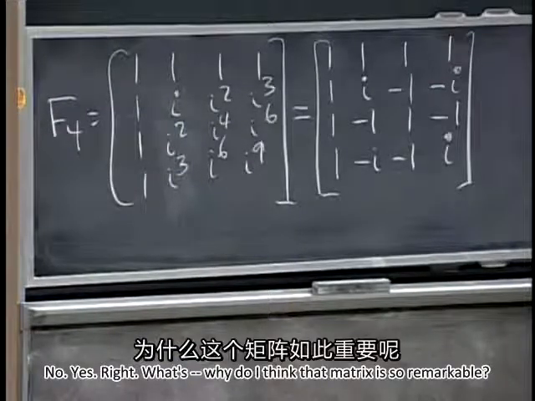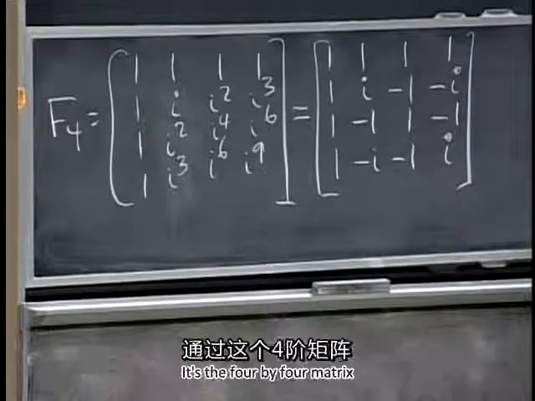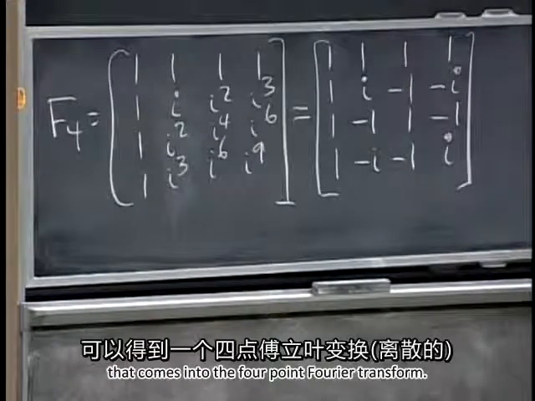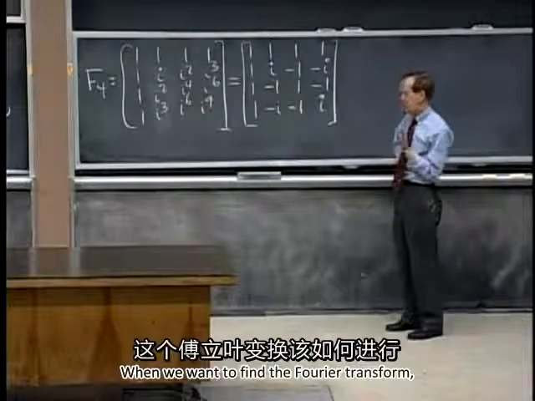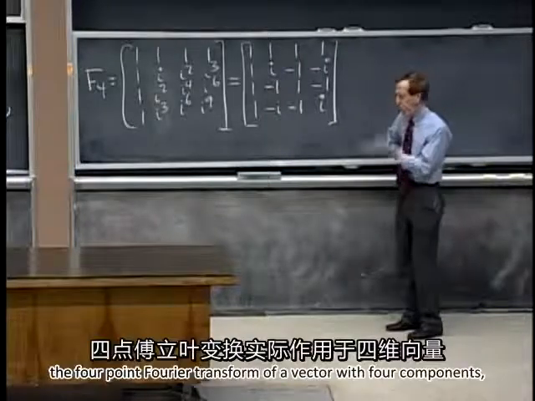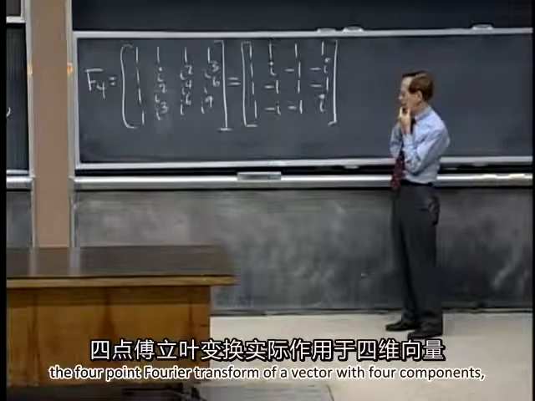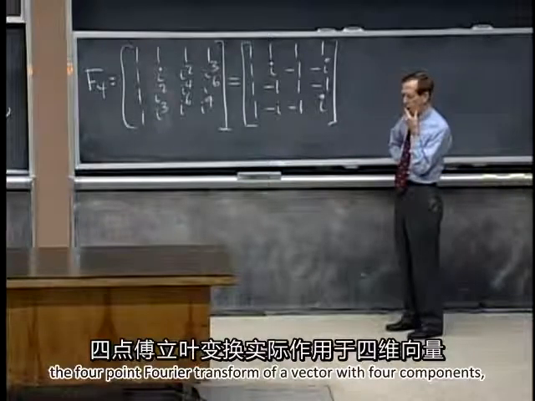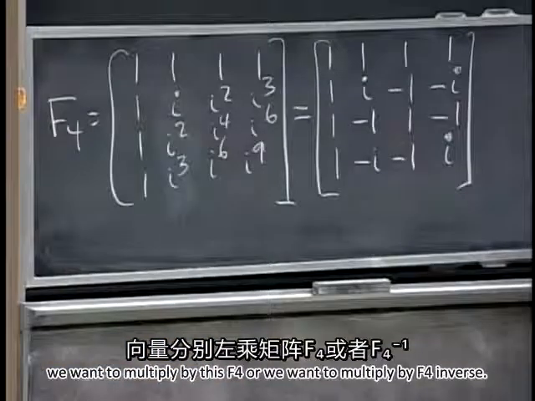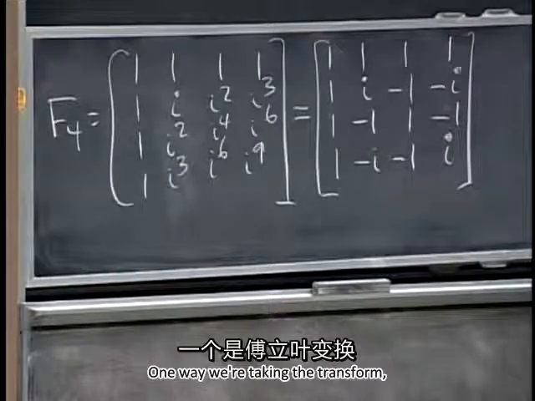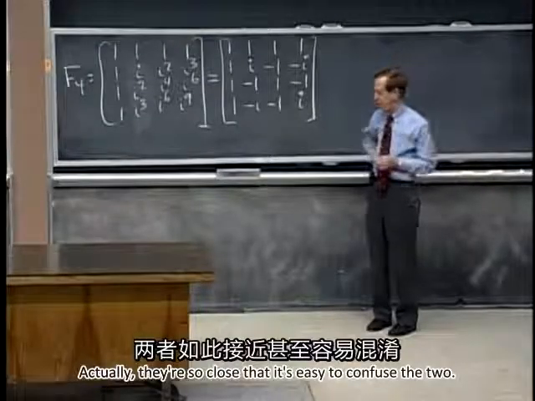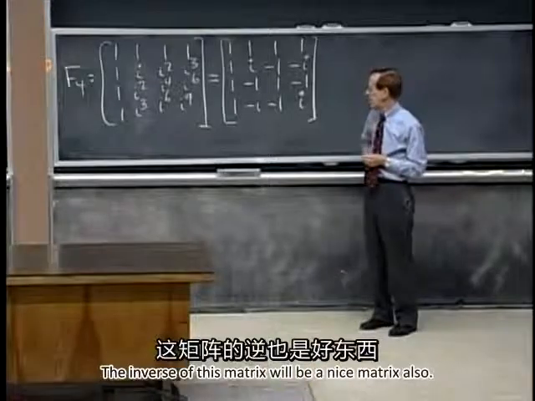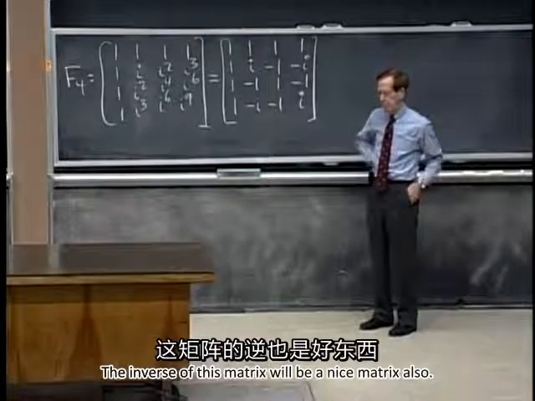Why do I think that matrix is so remarkable? It's the 4 by 4 matrix that comes into the 4-point Fourier transform. When we want to find the 4-point Fourier transform of a vector with 4 components, we want to multiply by F4, or by F4 inverse. One way we're taking the transform, one way we're taking the inverse transform. Actually, they're so close that it's easy to confuse the two. The inverse of this matrix will be a nice matrix also.